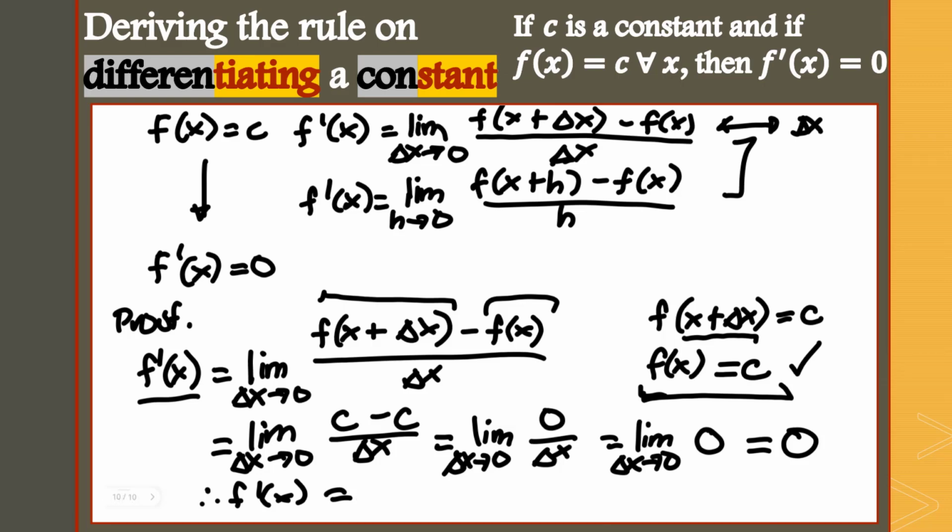Okay, this is the proof for this given theorem, which tells us that in future computation, if we have f of x which is a constant, its first derivative is automatically, no matter what the value of the constant is, whether it's positive, negative, rational, irrational, always equal to 0.